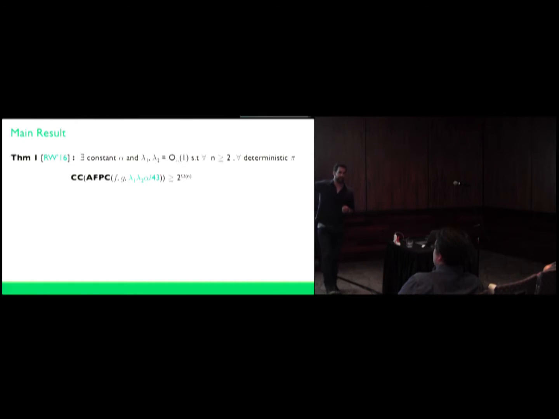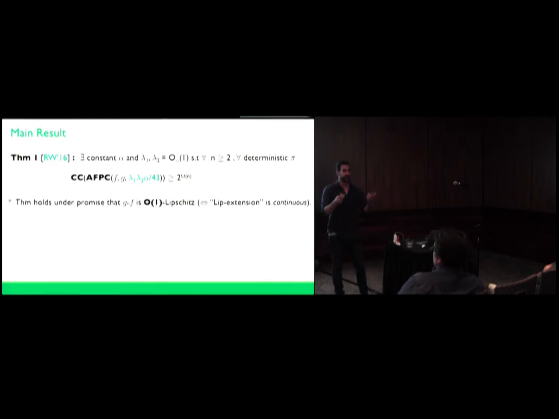And what makes this statement interesting, even though it's a promise version, is that the theorem holds even under the promise that the composed function, or rather the continuous extension of it, is a continuous function. So the Lipschitz constant of the composed function will always be some absolute global constant.